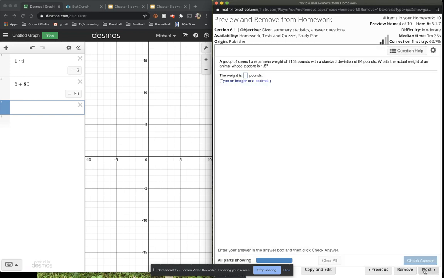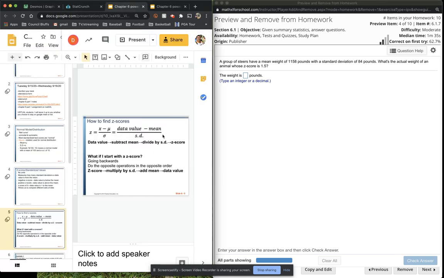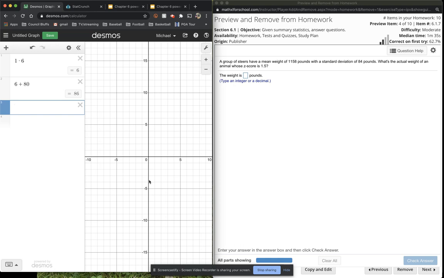Number 4, a group of steers have a mean weight of 1,158 pounds with a standard deviation of 84 pounds. What's the actual weight of an animal whose z-score is 1.5? Same thing, we are going backwards. So we'll take the z-score, multiply by the standard deviation, and add the mean.